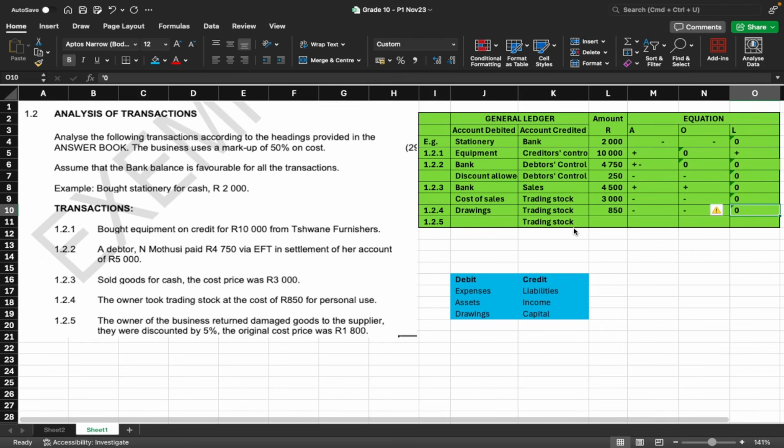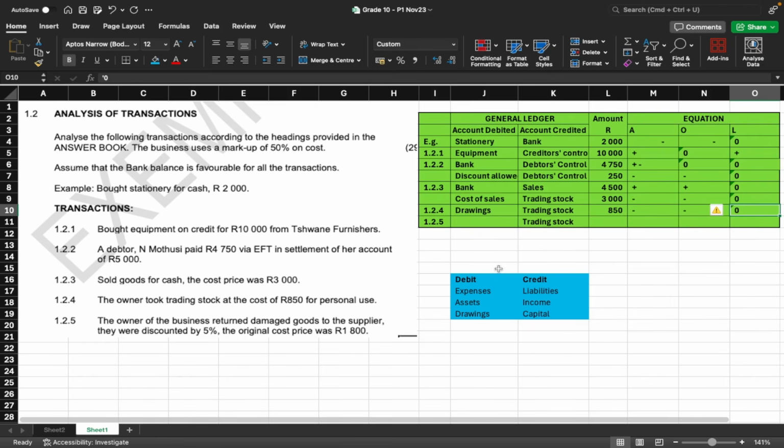Last one, the owner of the business returned damaged goods to the supplier. They were discounted by 5%. The original cost price was 1,800 Rand. Okay, so what is happening here? We return goods back to the supplier.